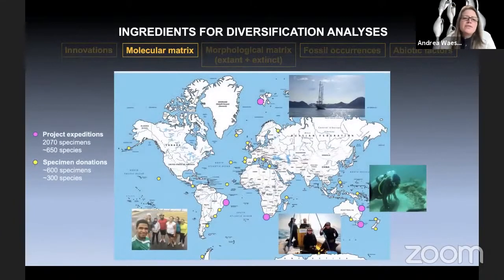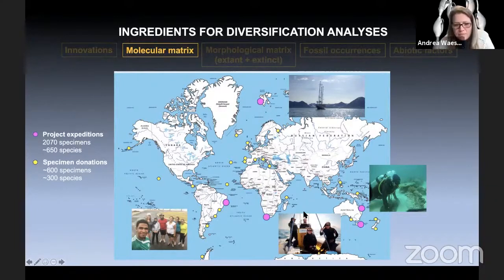Now, in terms of the molecular matrix, this is actually probably the most time-consuming part. And for this, we need fresh material for DNA sequencing. So we conducted various project expeditions, shown here with the pink circles. And we're fortunate enough to be in a well-connected community of bryozoologists.